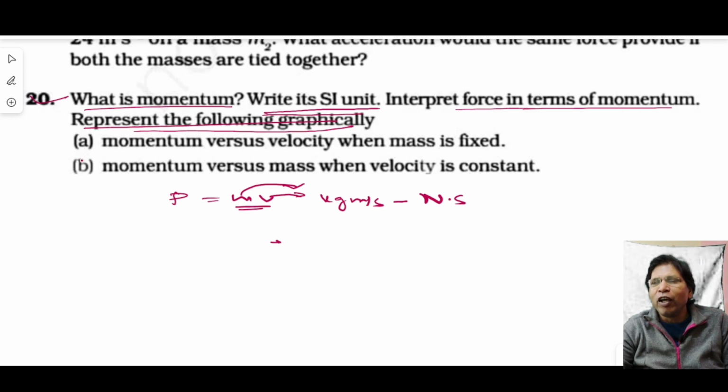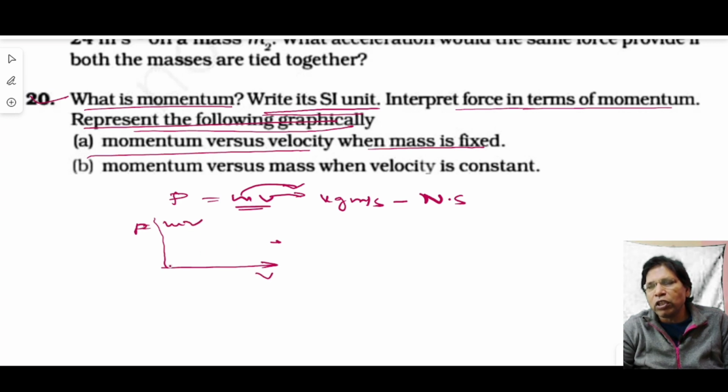Represent the following graphically. Momentum versus velocity when mass is fixed. This is the momentum and this is the velocity. Now here momentum is mass into velocity, so this graph becomes a straight line having constant slope. This slope represents the mass of the body.